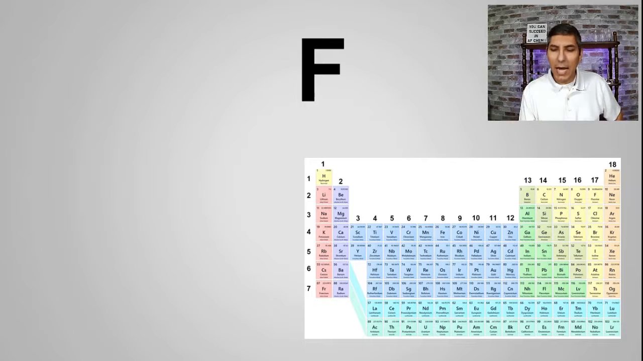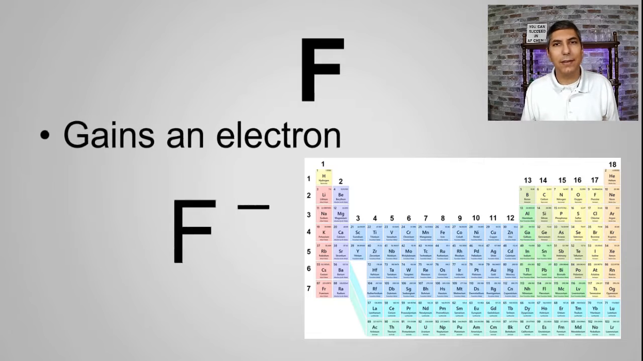Well, it's going to gain 1 electron. And when it does that, it's going to obtain a negative charge. So it's not going to be just F anymore. It's going to be F with a negative charge. So we're going to write its symbol as F negative, just like you see here.